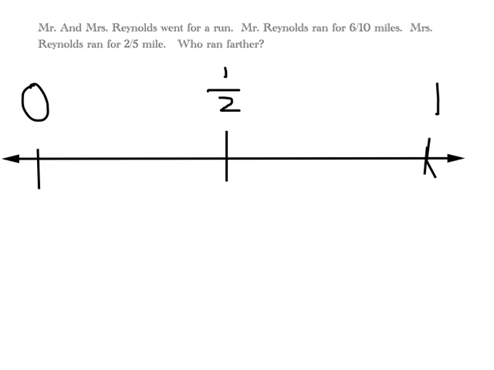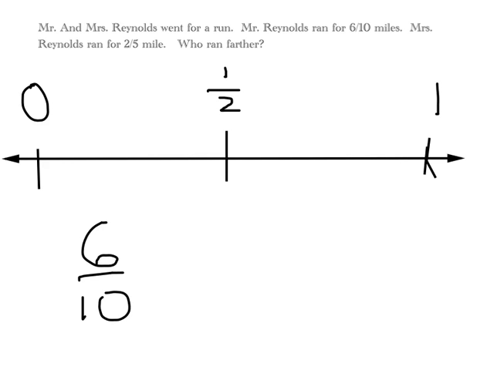Well, we're going to show that on our number line here. And we have our benchmarks of 1/2 and 1, and of course, 0 on this end. So who ran further? Well, let's figure out where Mr. Reynolds ran.